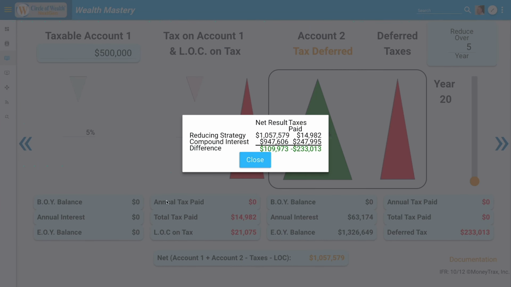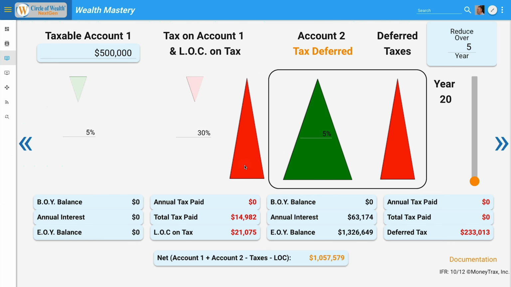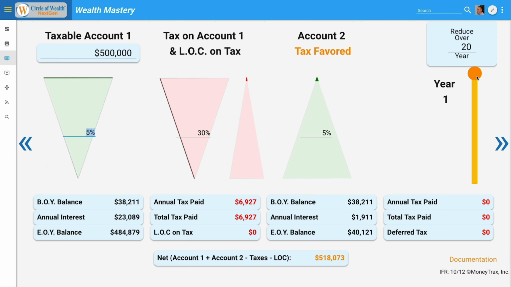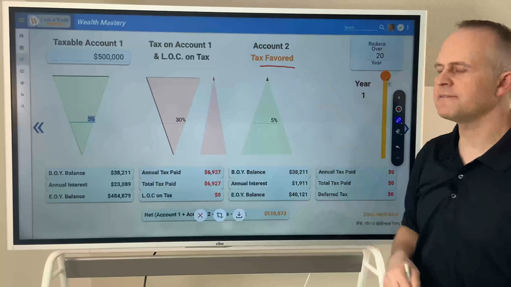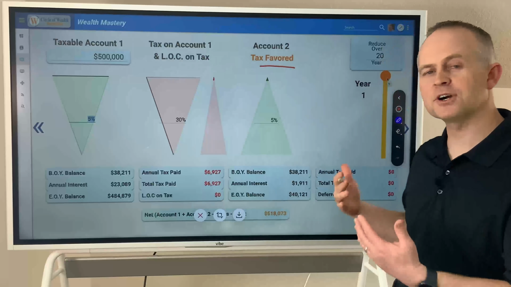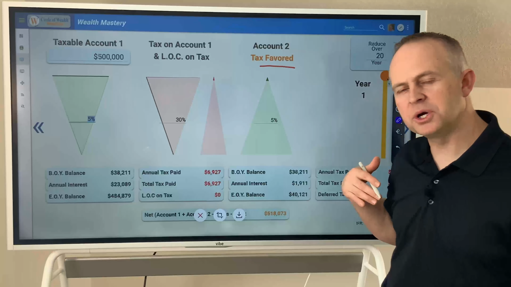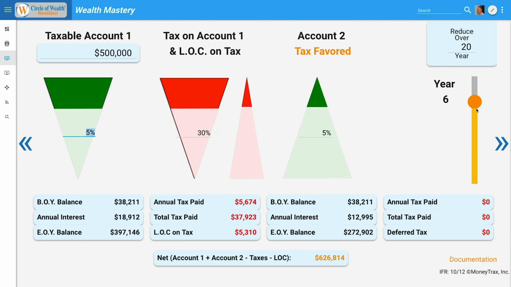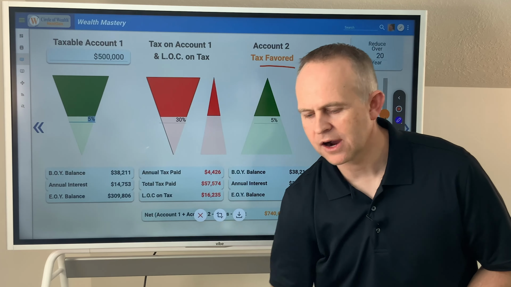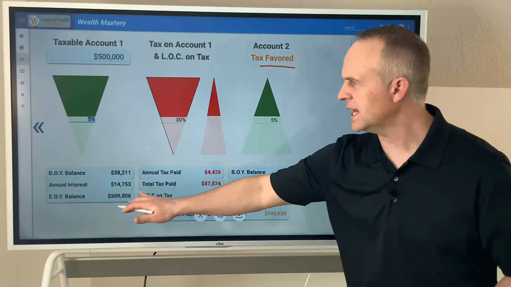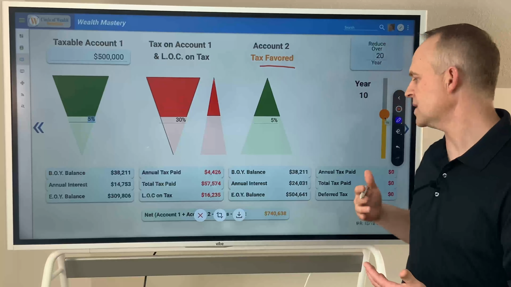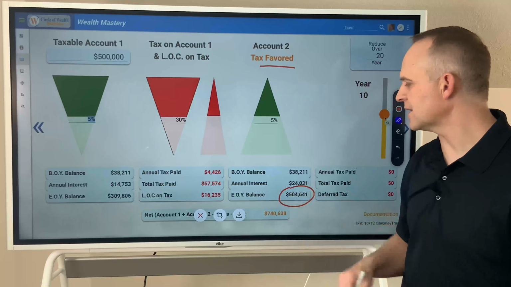All right, now let's take a look at what happens when we go back to our 20-year window, all right, and start over. But this time we're moving it over into a tax favored position, meaning we're not deferring the taxes, we're actually putting it into a tax-free vehicle. So if we look at this over a 20-year window, our first 10 years, we can see, once again, our balance is going down, taxes being reduced, lost opportunity cost being reduced, and we have our balance over here of $504,000.